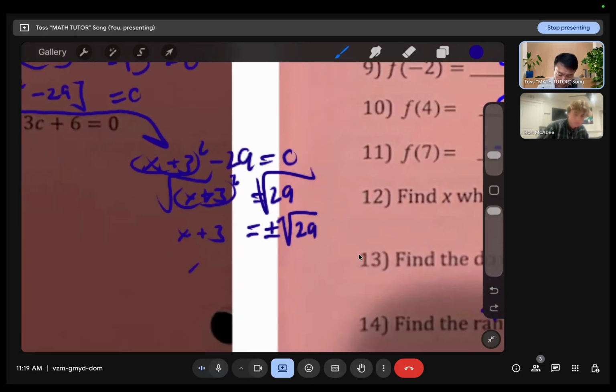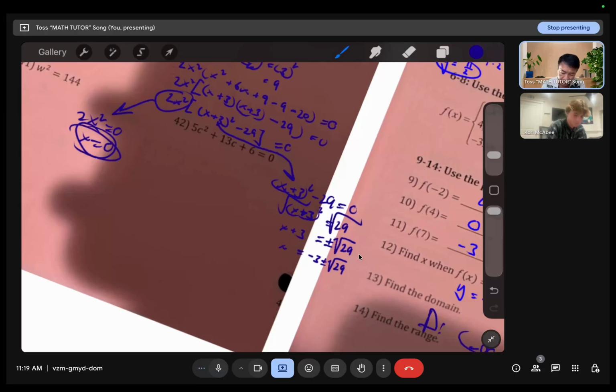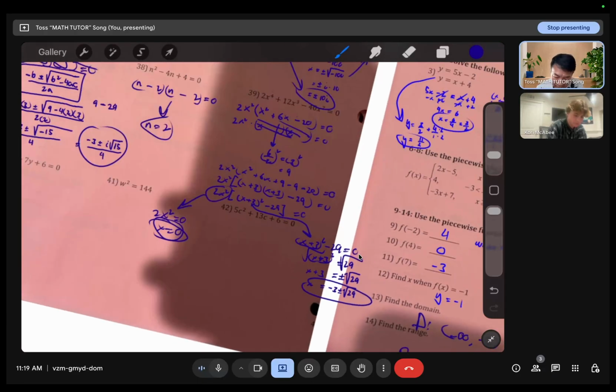Okay, continue. And then subtract 3 from both sides. Put it in front of the plus or minus, and then you're done. That's it. The 29 is a prime number, so you don't simplify or rationalize that. So you're done. So you got 3 answers here: the 0 and these 2 here.